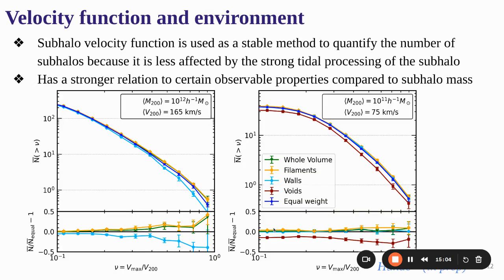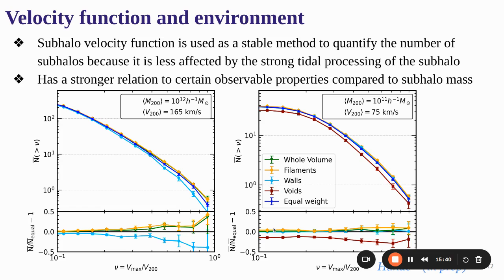The other property is the subhalo velocity function. It has similar properties to the subhalo mass function. It is also used to quantify the number, or abundance, of subhalos in different environments, but the subhalo velocity function is a more stable method to quantify the number of subhalos, because it's not that much affected by strong tidal processing of subhalos and the boundary definition of subhalos. It is also more strongly related to observable properties than subhalo mass.